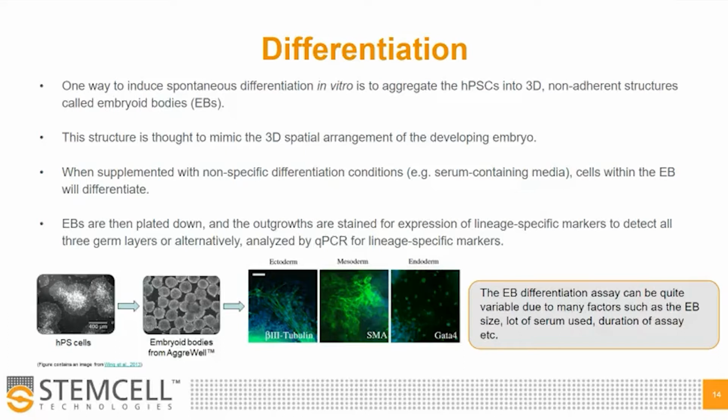Alternatively, the differentiated cells are analyzed by qPCR for lineage-specific markers. It is common for this type of differentiation to result in higher amounts of neuroectoderm cells, as these types of cells are the easiest cells to differentiate to. But hPSCs are functionally pluripotent. Cells of all three germ layers should be present. The EB differentiation assay can be quite variable due to many factors, such as the size of the EB generated, the lot-to-lot variability of serum, and the duration of the assay.